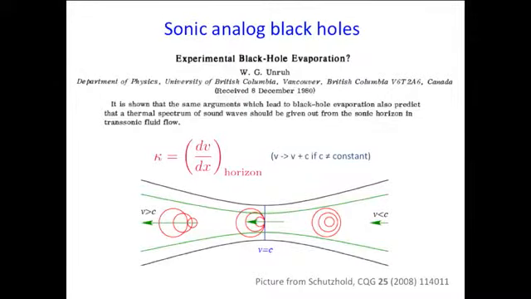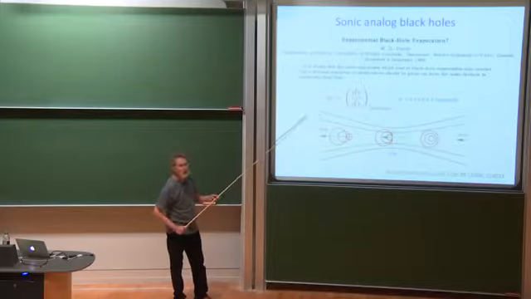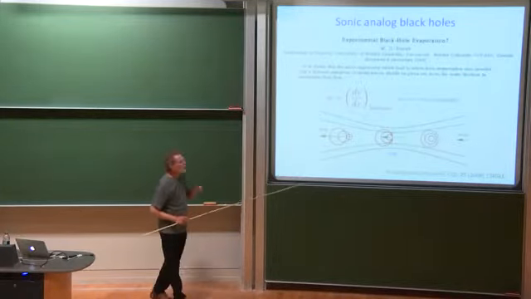Okay, well, thinking about these kinds of issues, back in 1980, Bill Unruh proposed the idea of sonic analog black holes in this paper, Experimental Black Hole Evaporation? The full abstract is here. It's shown that the same arguments that lead to black hole evaporation also predict that a thermal spectrum of sound waves should be given out from the sonic horizon in transonic fluid flow.